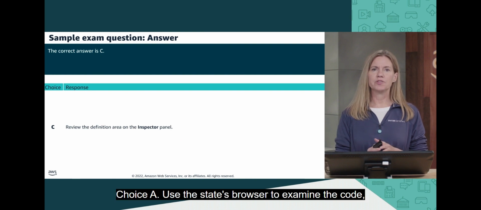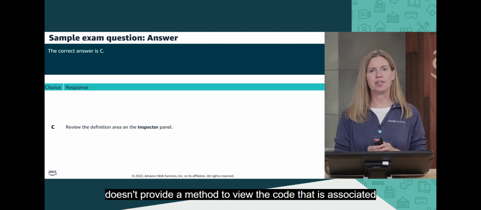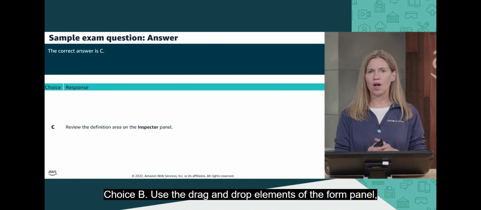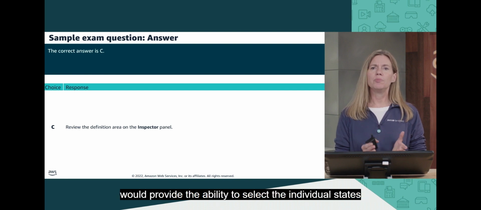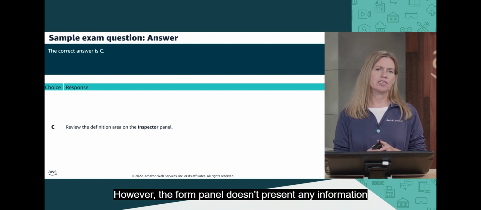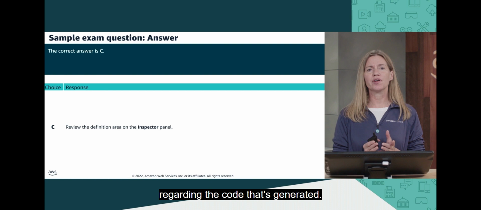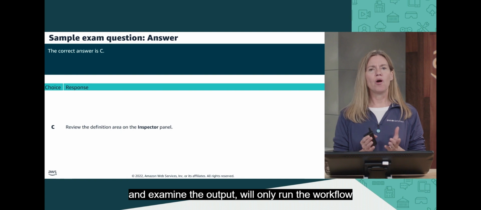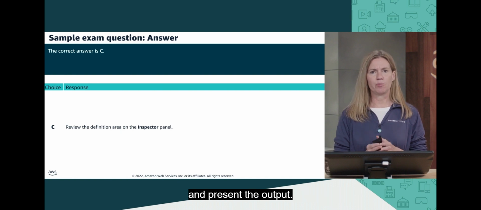Choice A, use the States browser to examine the code, doesn't provide a method to view the code that is associated with the states and actions that are available to select. Choice B, use the Form panel, would provide the ability to select the individual states and actions that are part of the workflow. However, the Form panel doesn't present any information regarding the code that's generated. Choice D, run the Step Functions workflow and examine the output, will only run the workflow and present the output.